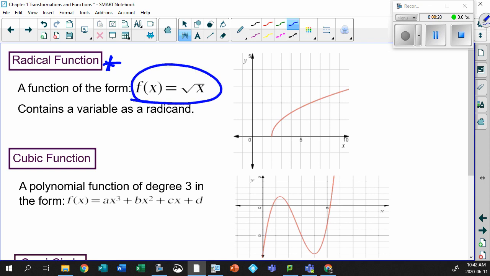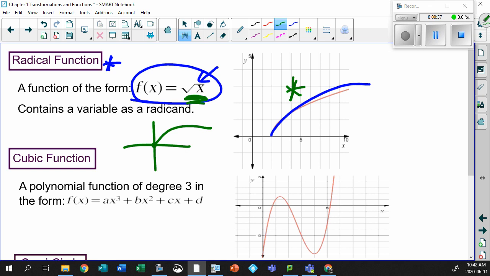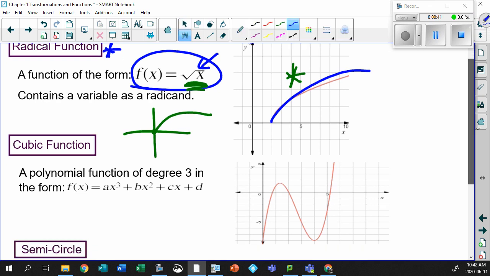Here's our function. Has to have a radical in it. Its general form is going to look like this. This one isn't identical to that one. What happens with this exact one is it's going to start from 0, 0, the origin, and curve out that way. Don't worry about it. I'm going to show you how to go through stuff like this coming up. Okay, let's look at the next one.